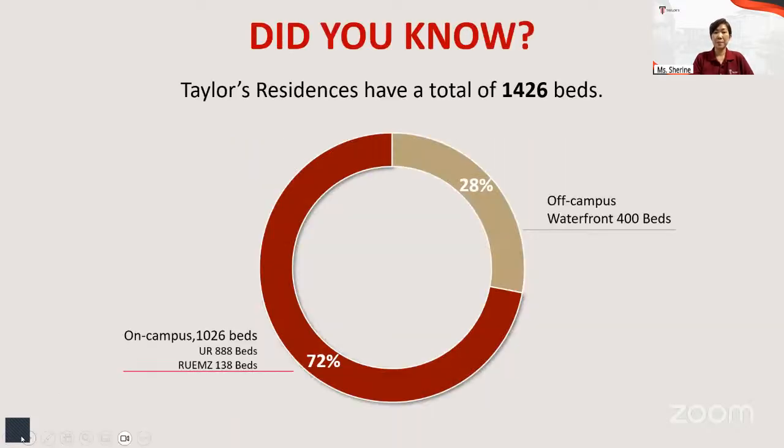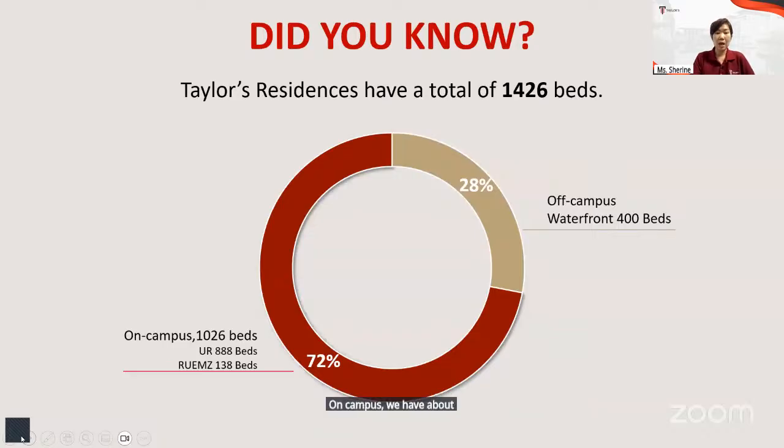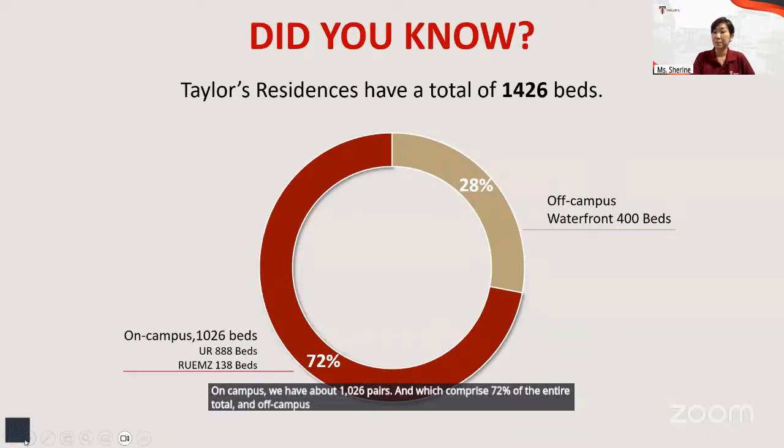So did you know that at Taylor's Residence, we have a total of 1,426 beds. On campus, we have about 1,026 beds, which comprise 72% of the entire total. And off campus, we have about 400 beds as well at the Sunway Waterfront.